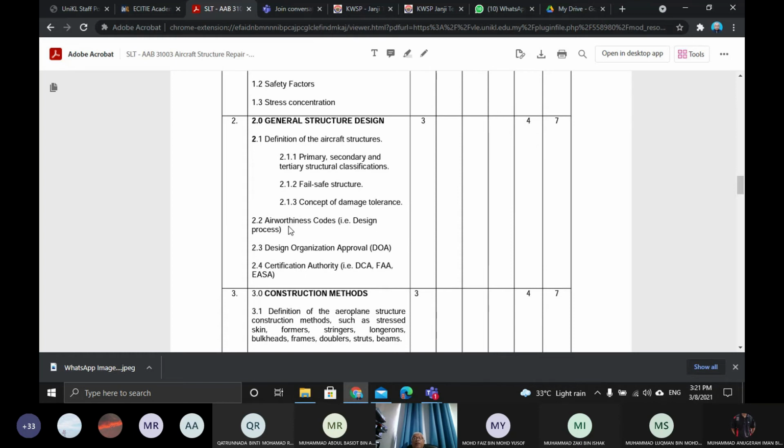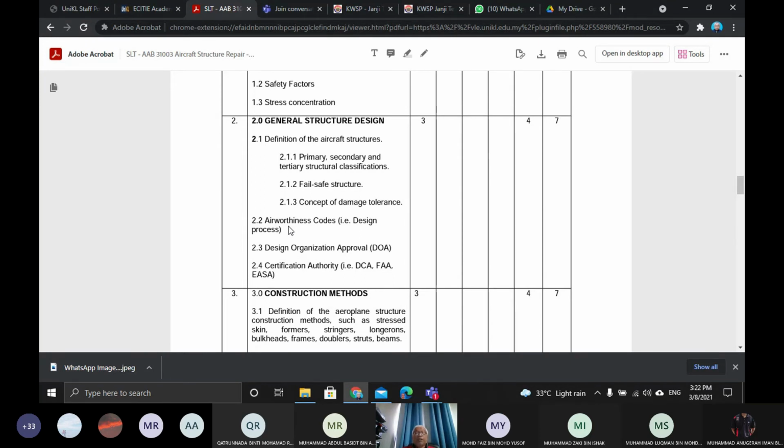You need to deal with FAA, CAA. Now DCA becomes CAA. FAA, EASA. CAA is our country's authority. FAA is the authority for most of the Boeing aircraft, and EASA is the authority for most of the Airbus aircraft. Most aircraft operators in Malaysia have either FAA US aircraft, or Boeing, or Airbus aircraft, which is from EASA.